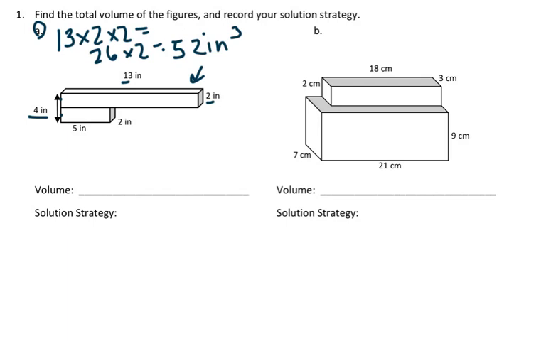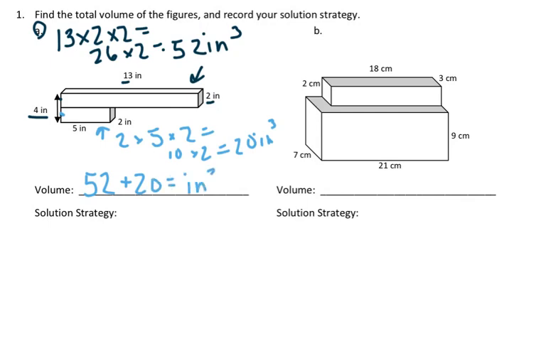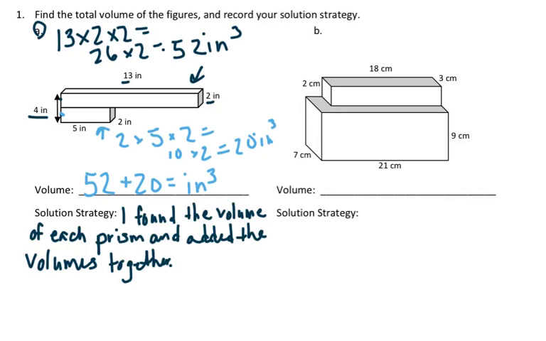Now we're going to find the volume of the bottom layer. Again, remember this is 2, so I have 2 times 5 times 2. 10 times 2 is 20. So the volume of the whole thing would be 52 plus 20, and it's going to be cubic inches. Our solution strategy was to find the volume of each prism separately and then add those together. So my solution strategy is I found the volume of each prism and added the volumes together.